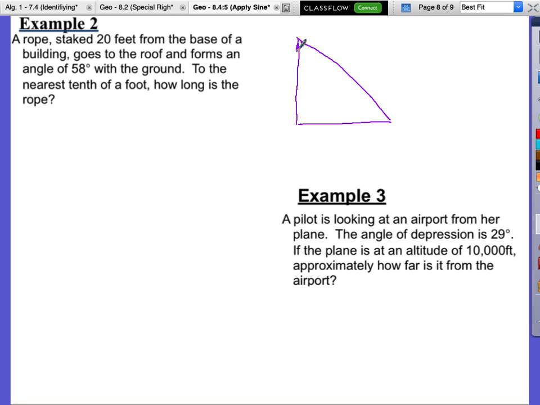Hey, so here, what's this side? That's a leg. What part of the picture is it, Aubrey?